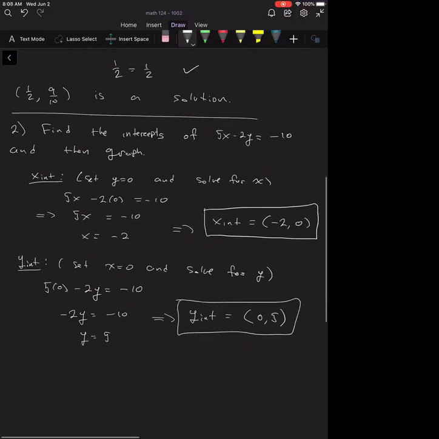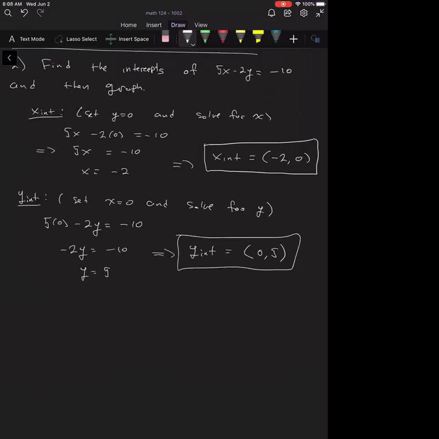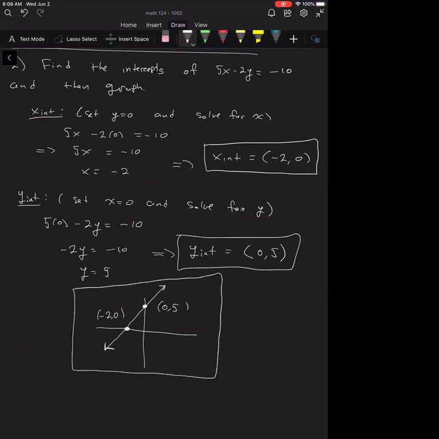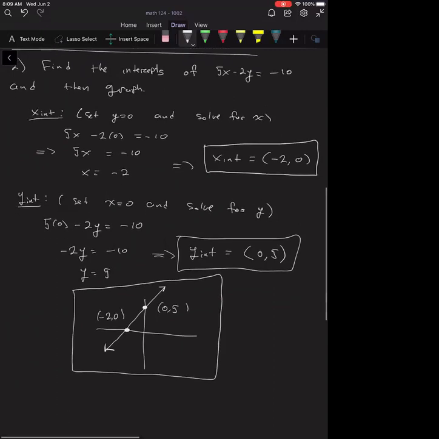So there's our intercepts. And now what we need to do is graph. But remember, when we're graphing a line, we only need 2 points. And by finding these intercepts, we get 2 points. So all we got to do to graph a line is put these 2 points on a graph and then just connect them with a line. So here's our graph, we have a point at minus 2 comma 0. And we also have a point at 0 comma 5. And then we connect them. Okay, so that's all we need to do for this problem.